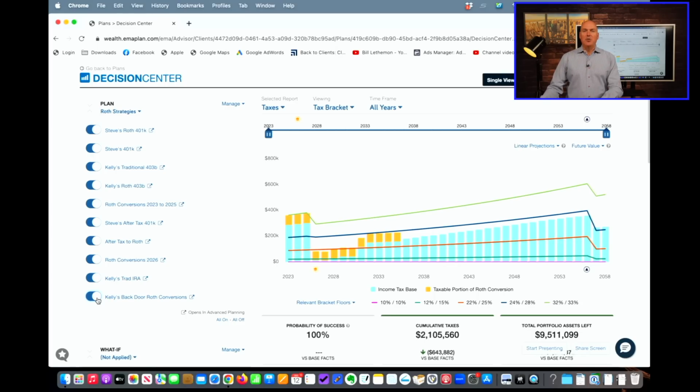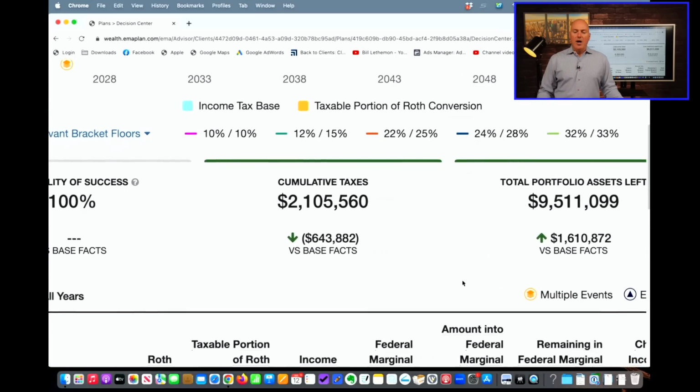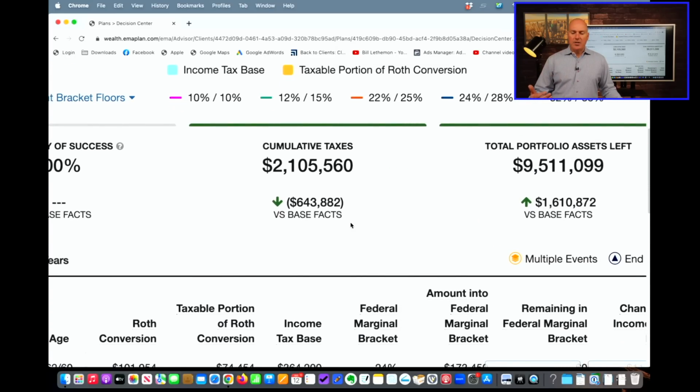Then we did the Backdoor 401k through that after-tax account for Steve, and then we added in some fairly large Roth conversions into this. And so by adding all of that in together, it actually lowers the total taxes by $643,000. Again, these are all projections and hypotheticals, and individual situations are going to be different.